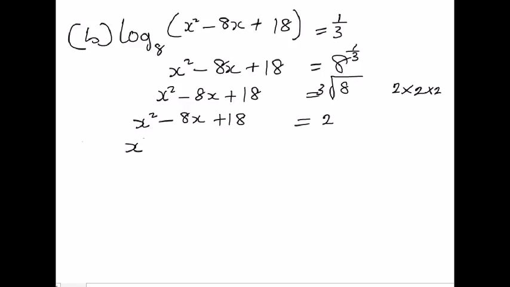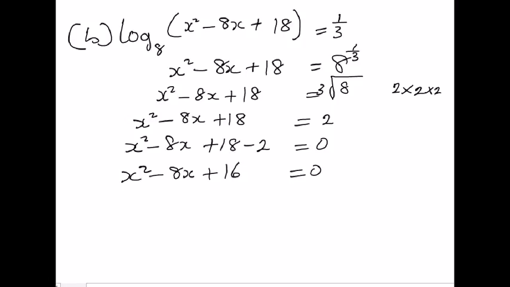So x squared minus 8x plus 18 will now be, this plus 2 will now change to minus 2, equals 0. This is plus 2. When it crosses the equal to sign, it will change to minus 2. x squared minus 8x plus what? 18 minus 2, that is 16, equals 0.